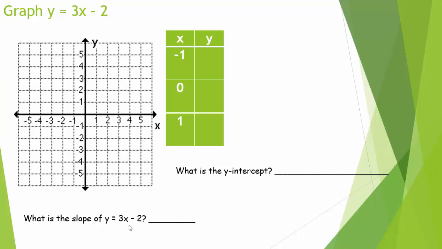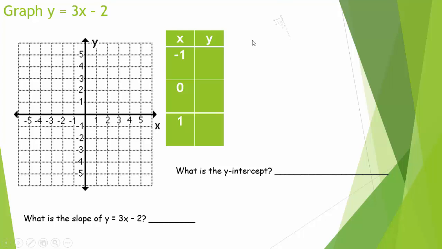For our next problem, I ask that you graph y equals 3x minus 2. Tomorrow, we're going to actually simply learn to graph from the slope-intercept form. And you remember we started talking in class today, slope-intercept form is y equals slope times x plus the y-intercept. But for now, we're going to go ahead and graph using our table.